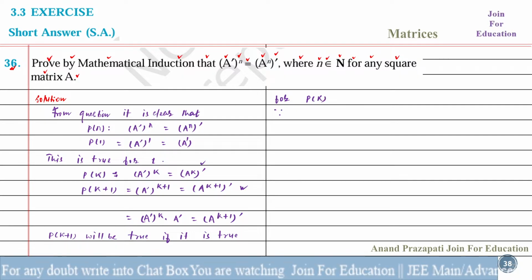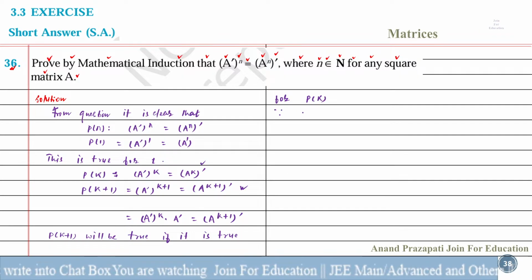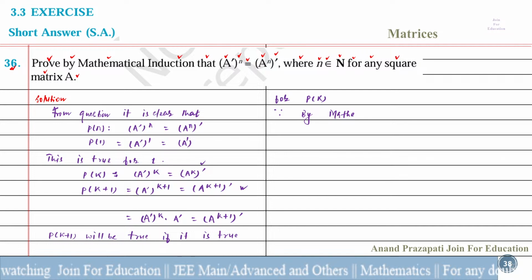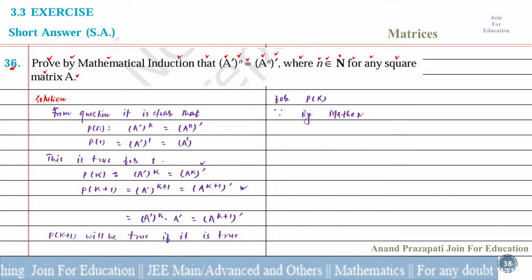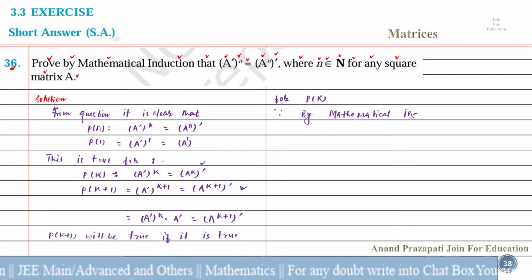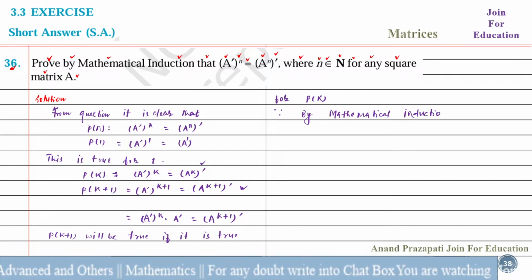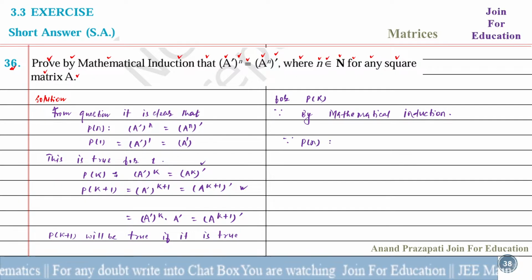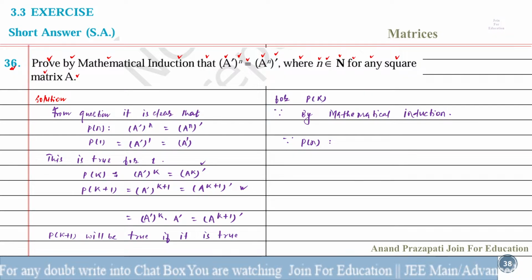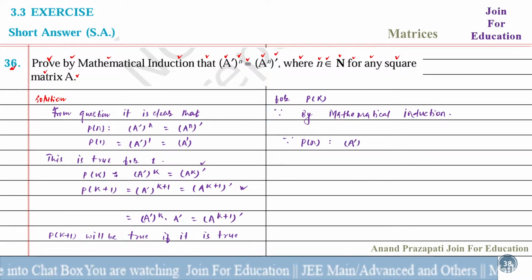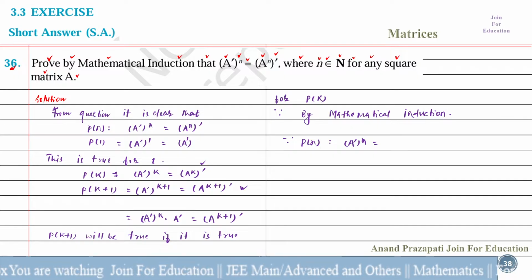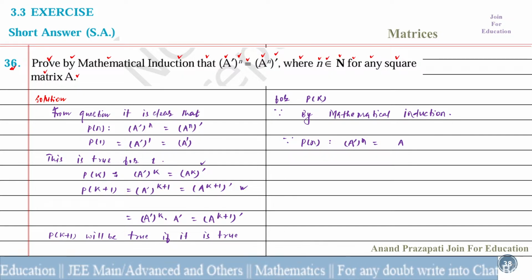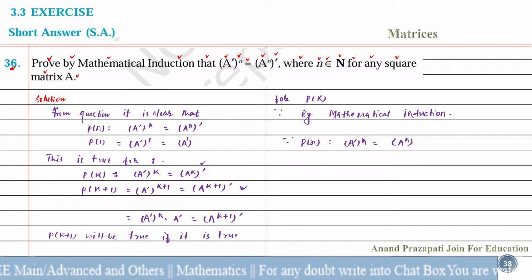Therefore, by mathematical induction, P(n): (A transpose) to the power n equal to (A to the power n) transpose.